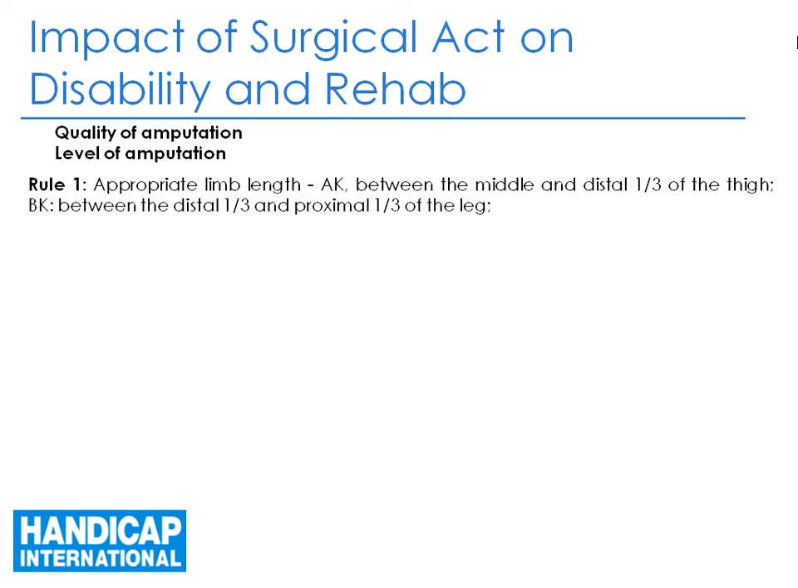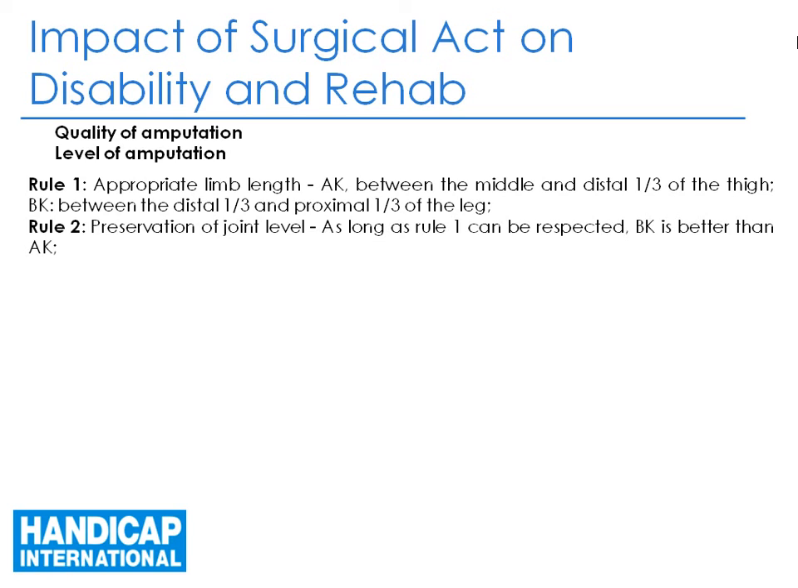For below knee amputation, the best would be between the distal and proximal third. That's a very general rule. That's where we prefer the amputation to be done. Second rule, preservation of joint level. If rule 1 applies, we would, of course, prefer below knee than above knee amputation. Much easier after to walk with a below knee prosthesis than an above knee prosthesis. It's a question of joints, joint control, and weight bearing.